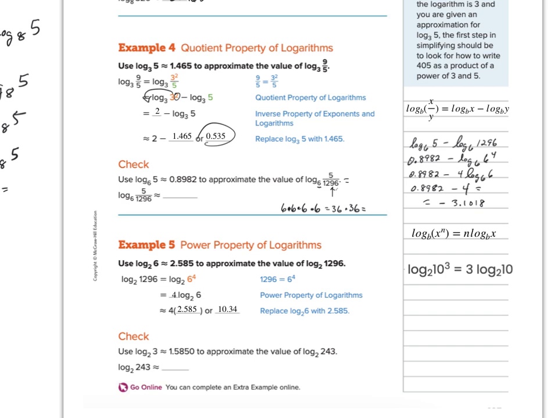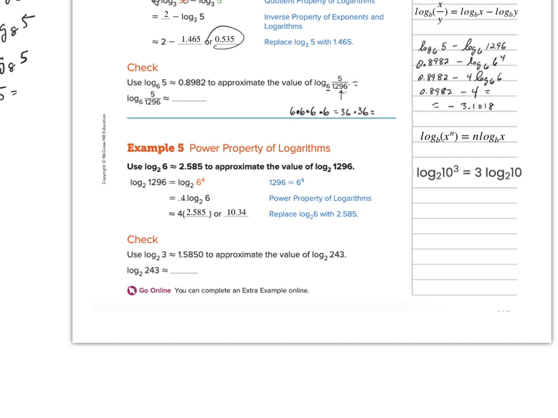And then here, the power property. Again, something raised to a number is the same thing as multiplying it by 4. So there you go. The log base 2 of 1296 is actually, like we said, 6 to the 4th power. Move that 4 out, so we have 4 times the log base 2 of 6, which is approximately 2.585. Multiplying that out, you end up with 10.34. And then, let's see, this one could be multiples, huh? So go ahead and give it a go.